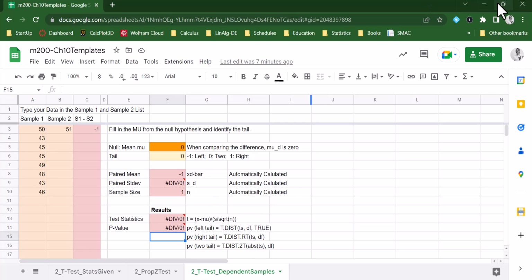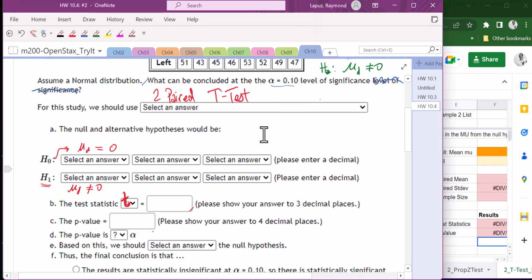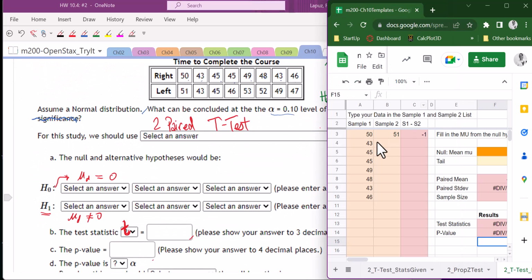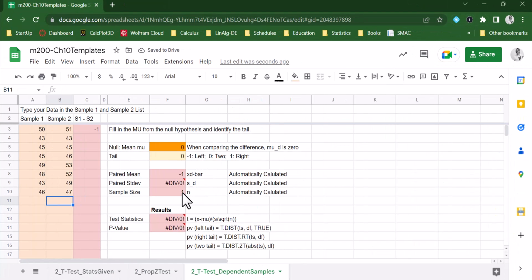Okay, so now that we have that set up, we just need to enter the data set. Our data set is given here. The right eye is already inputted, so now let's just put in the left. And now that we have that complete, let's just enlarge the screen again. We have our data, and we have the first number here, but let's retype this in.